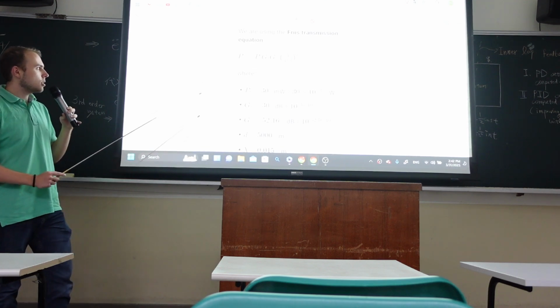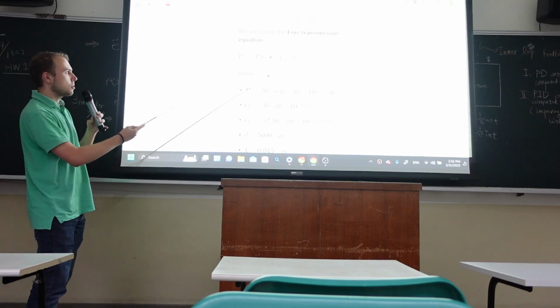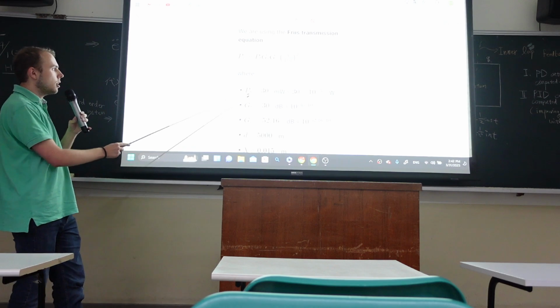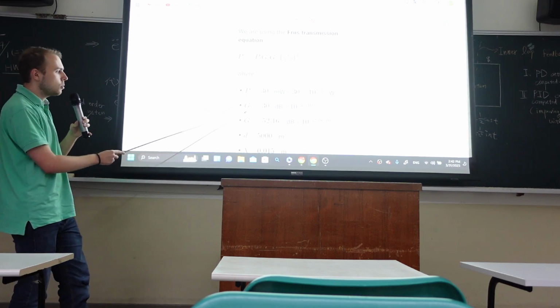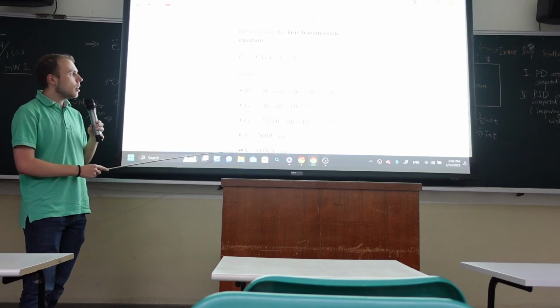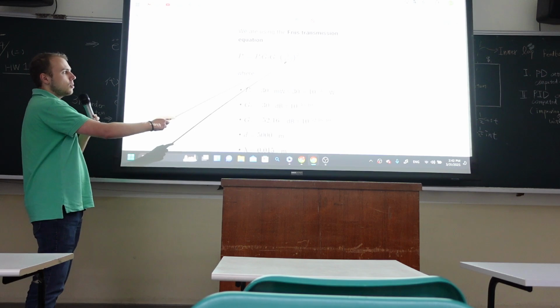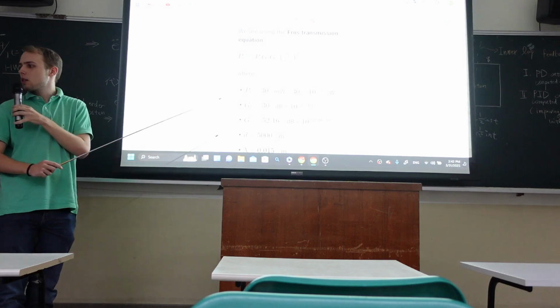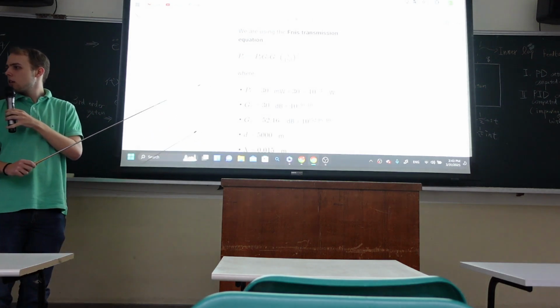And this is the second one. We use the Friis transmission equation. And here we get the power, and we get the gains, and the diameter and the wavelength. And if we compute it with this formula, there's the answer.